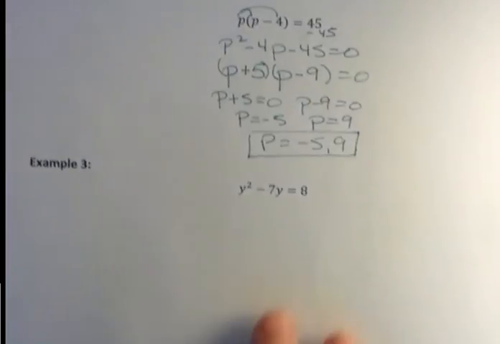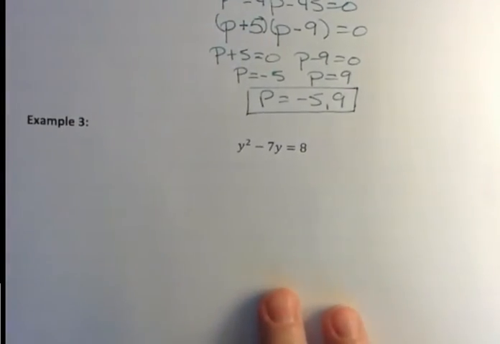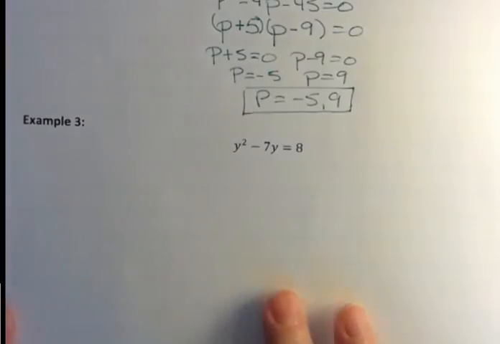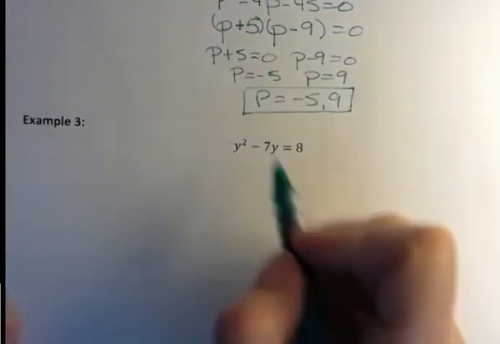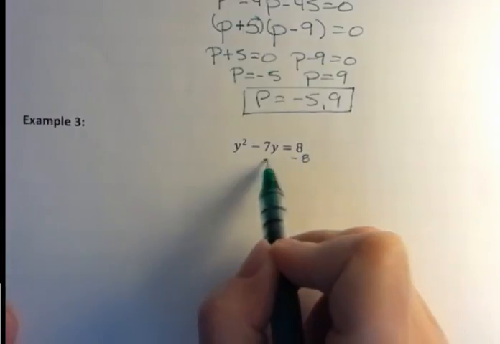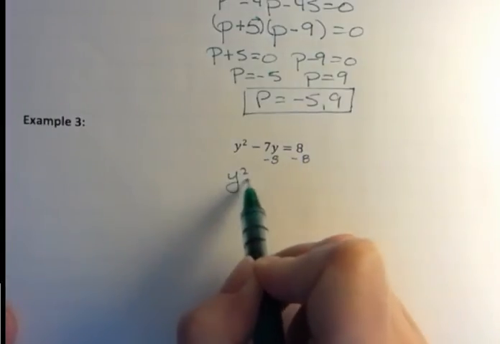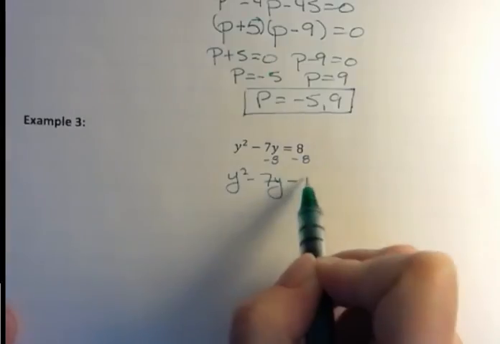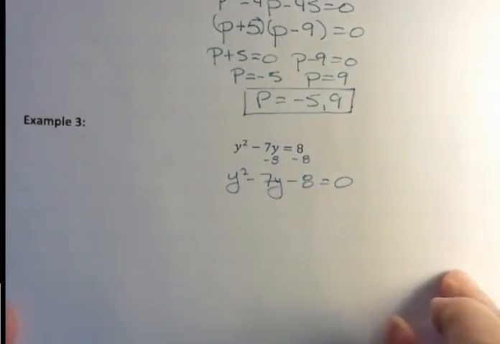All right, number 3 is similar to the last two. We have to set this equal to 0 in order to get to use that zero product property. So I'm going to subtract 8 from both sides. y squared minus 7y minus 8 equals 0.